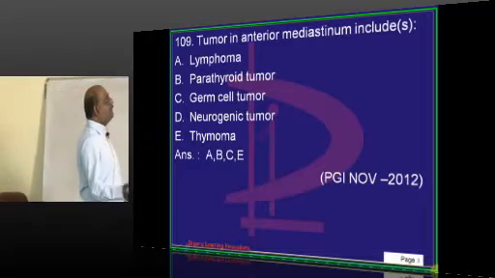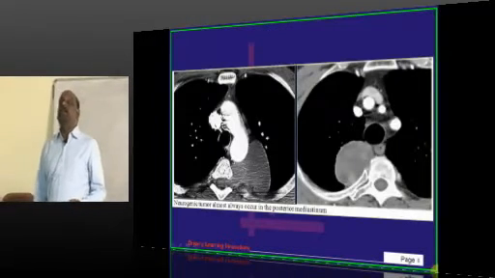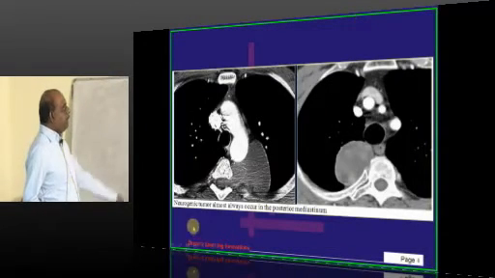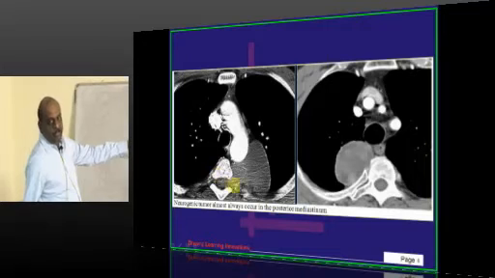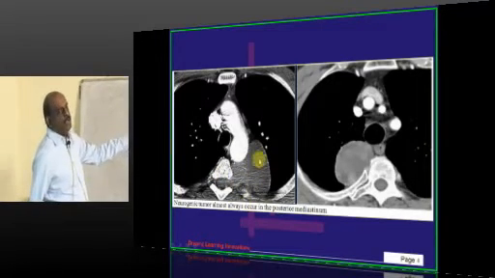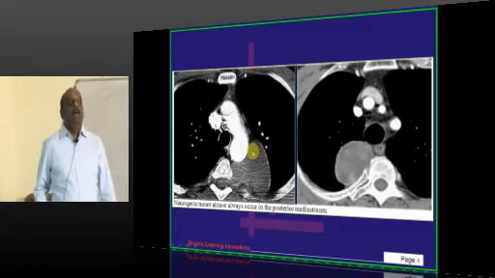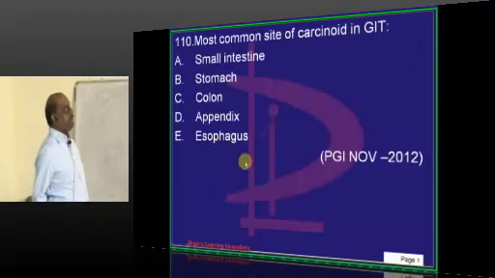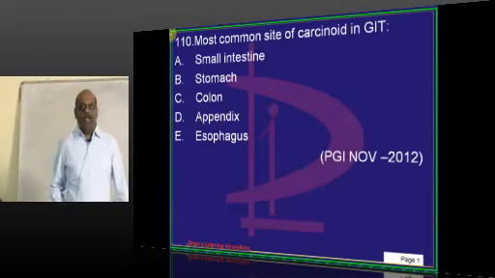Neurogenic tumor is a posterior mediastinal tumor. You are able to see spine, vertebra. The mass is closer to vertebra means posterior mediastinum. So neurogenic tumors are generally posterior mediastinal.